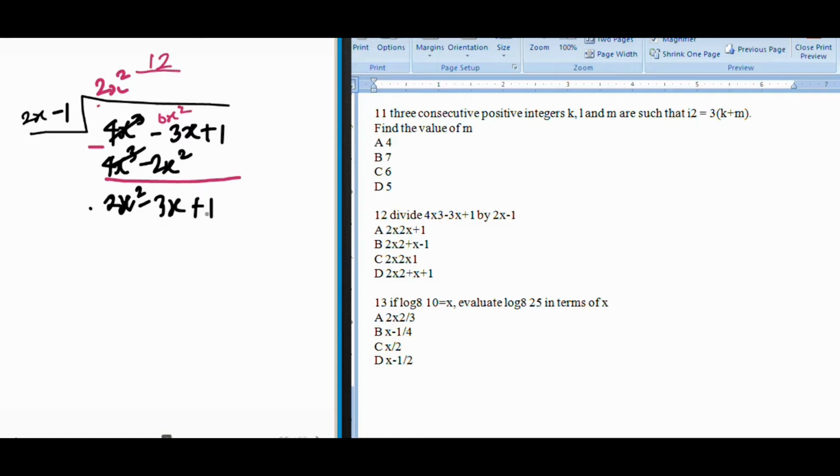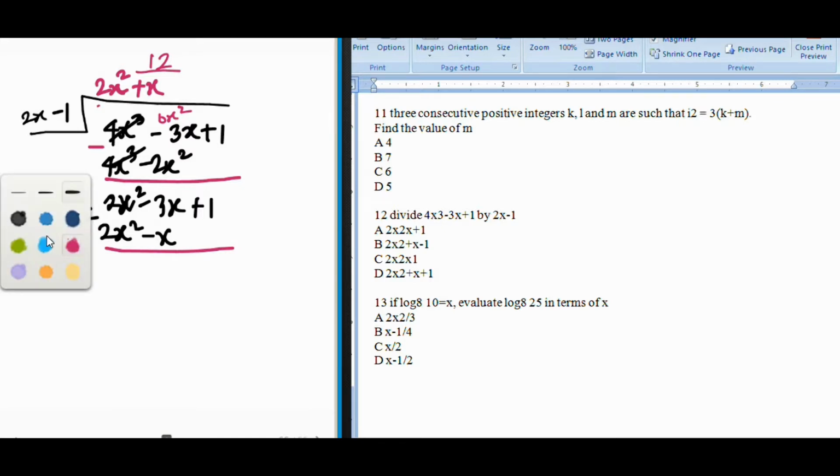Now here is another expression. We repeat the same thing. That is what happens under division. Now dividing 2x squared by 2x, you have plus x. x times 2x will give us 2x squared. x times minus 1 will give us minus x. Then again we subtract, the same process. 2x squared minus 2x squared will give us 0. Now minus 3x minus minus x, again you have a plus in between there, and that will give us minus 2x, then plus 1.